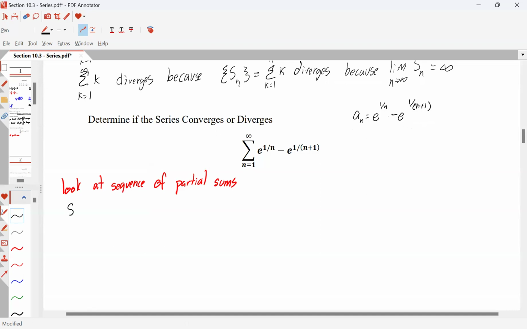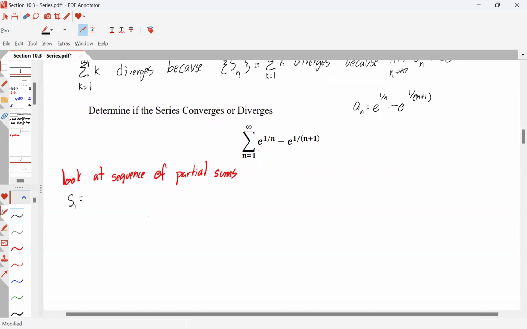So the first partial sum, s sub 1, is e to the 1 over 1 minus e to the 1 over 2, just plugging 1 in to n. Not much simplifying can be done there. We just have e minus the square root of e.